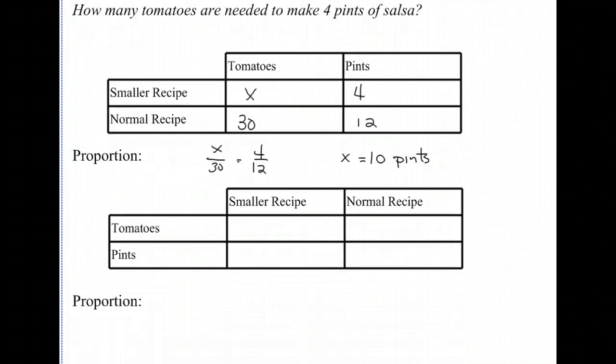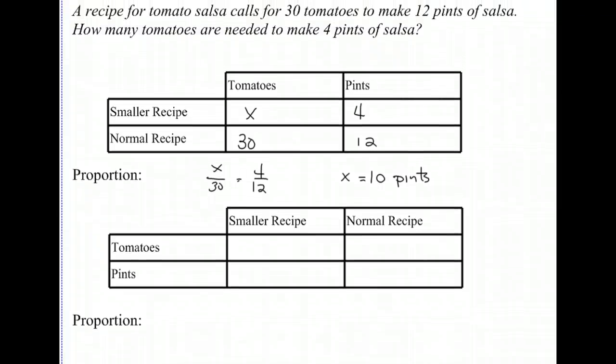Another way to look at the same problem, so I'm going to keep the problem on the screen, is to simply put your smaller recipe and your normal recipe up here, and my tomatoes and pints on the left-hand side. So the number of tomatoes for the smaller recipe, again, that's still what I'm trying to find. For the normal recipe, I need 30 tomatoes. Number of pints for my smaller recipe, that would be 4. And for the normal recipe, that would be 12. So x over 4 is equal to 30 over 12. Solving it this way would still give me the same answer of 10 pints.